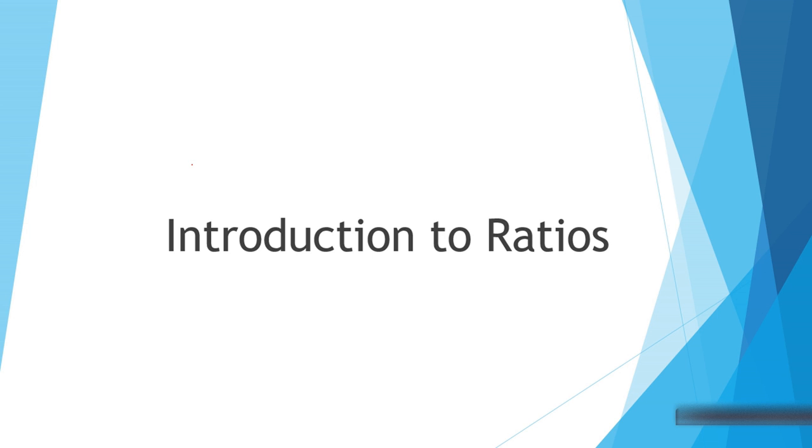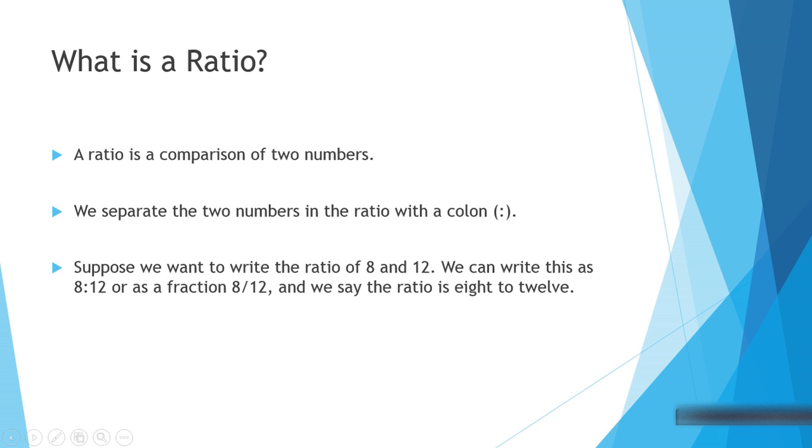Ratios are a comparison of two numbers, and we separate the two numbers in a ratio with a colon. Suppose we need to write the ratio of 8 and 12. We can write this as 8 to 12, or as a fraction 8 by 12, and we say the ratio is 8 to 12.